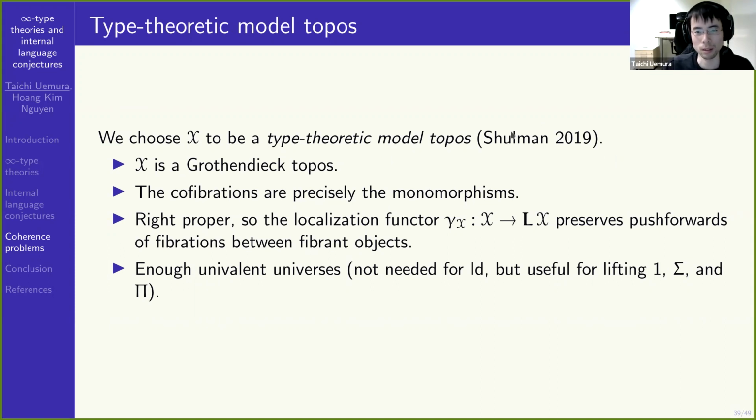Thanks to Shulman's result, we can choose a very good model category X, which is called a type theoretic model topos. For now, we just remark that all the cofibrations in type theoretical model topos are precisely the monomorphisms.